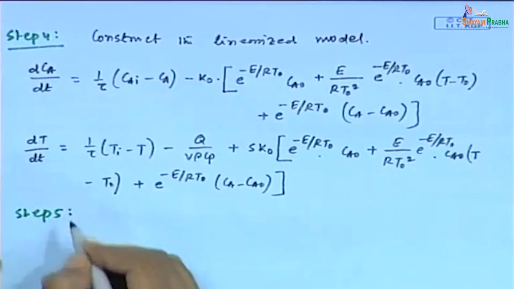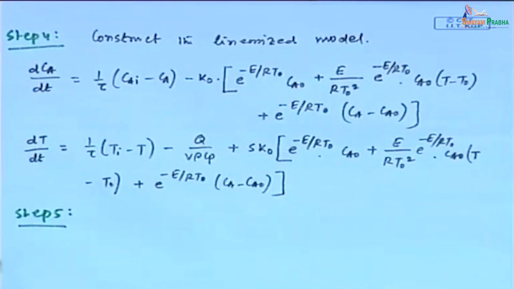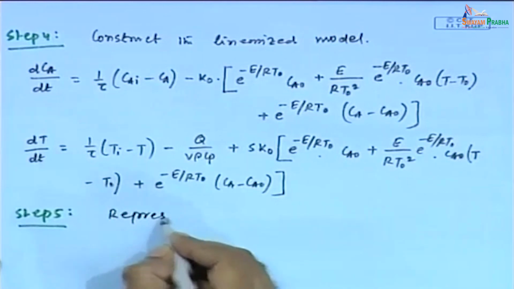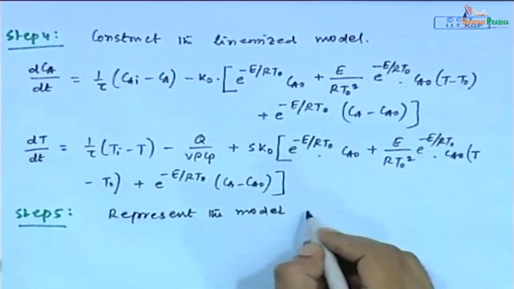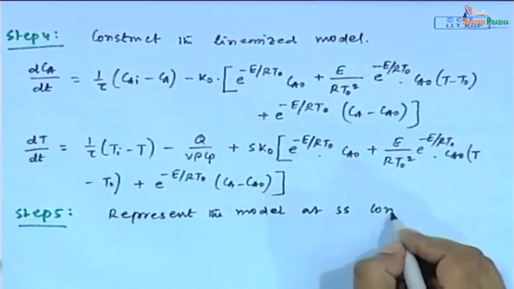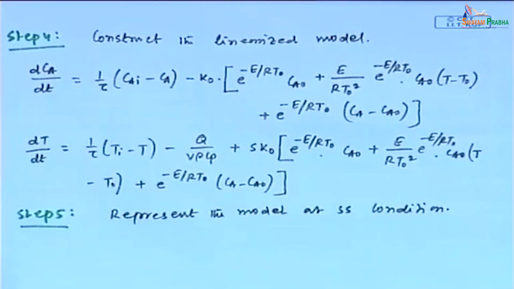What is the next step? In the next step, we need to write the modeling equations at steady state, because ultimately we have to write the linearized equations in terms of deviation variables. So, step 5 is we have to write the modeling equations at steady state. So, represent the model at steady state condition.